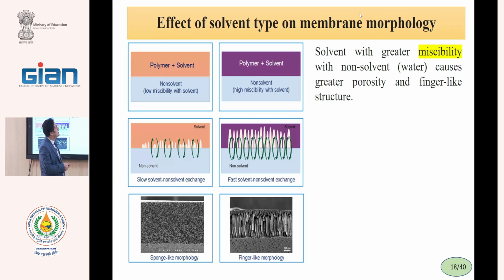This slide shows how slow exchange rate and fast exchange rate can cause different mechanisms. With phase inversion, we can produce spongy and finger-like membranes only with a change of the polymer and solvent.